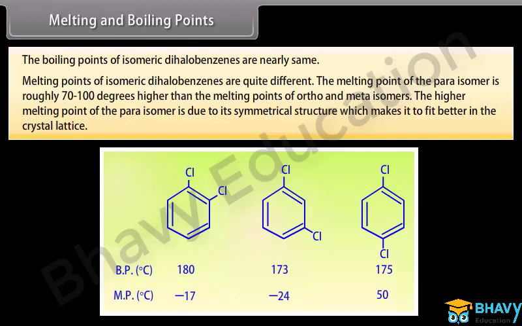The melting points of isomeric dihalobenzenes are quite different. The melting point of the para-isomer is roughly 70 to 100 degrees higher than the melting point of ortho and meta-isomers. The higher melting point of the para-isomer is due to its symmetrical structure, which makes it fit better in the crystal lattice.